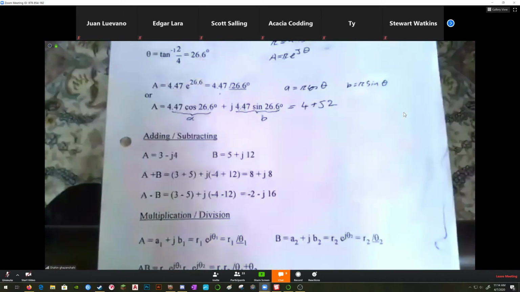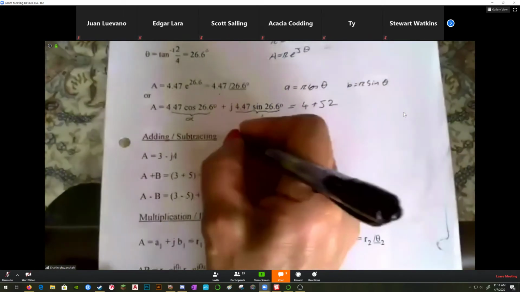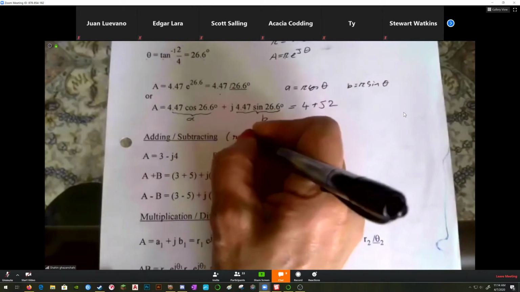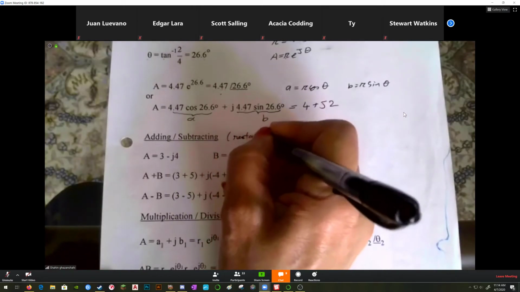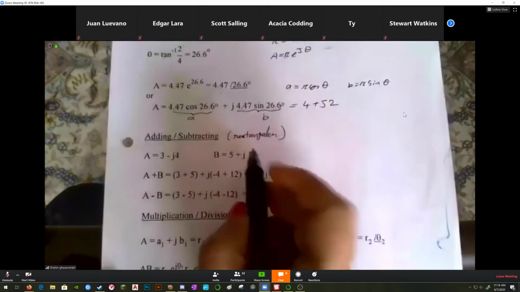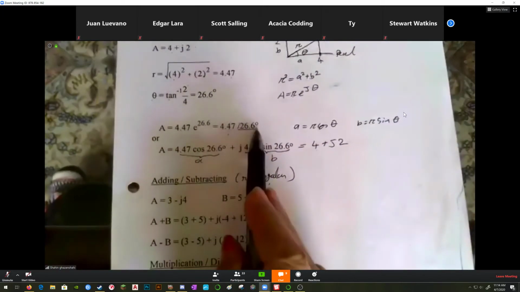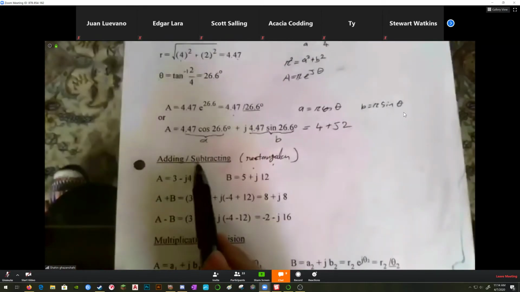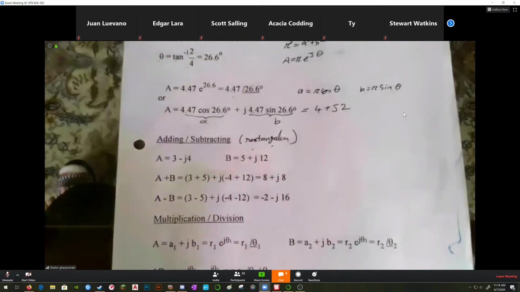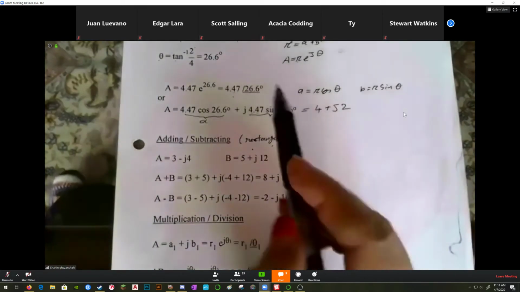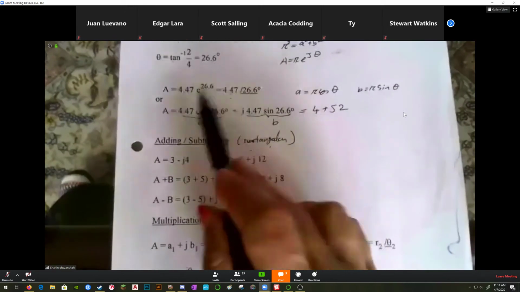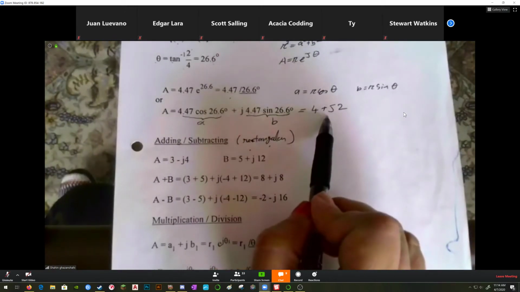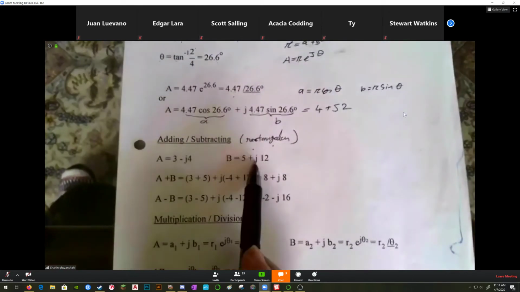Okay, now we need to know add or subtract. Adding is always in rectangular form. You cannot add in an exponential form. You cannot subtract in an exponential. So adding or subtracting is always rectangular, correct? So if you have two numbers which are exponential, you need to change them back to rectangular, which is very simple.